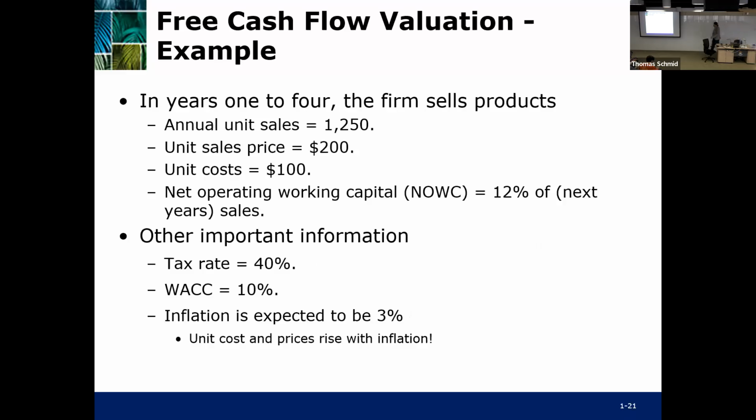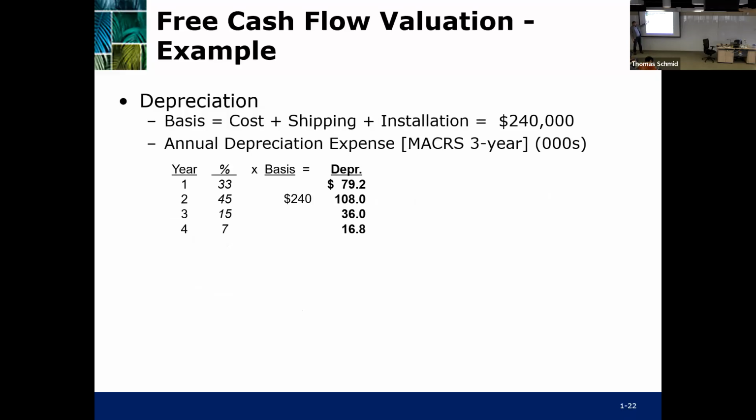So this is what we assume here. Unit sales 1,250, sales price 200, cost 100, net operating working capital is 12% of the next year's sales, 40% tax rate, 10% WACC, and inflation is expected to be 3%. And unit costs and prices go up with inflation. So that's the setup of this example. And if you think about your own valuation, this is, of course, what you would have to do for your firm. You would have to come up with these forecasts.